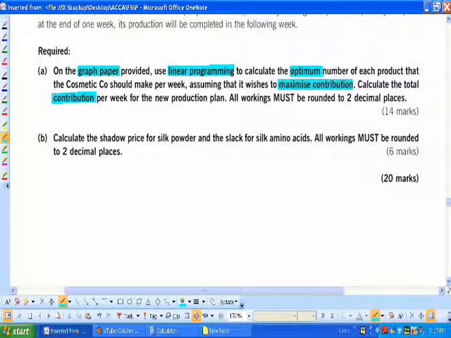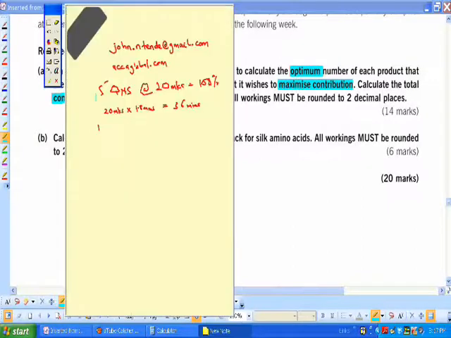We're going to use graph paper. The technique is linear programming. We're trying to find the optimum number of each product. Our objective is to maximize contribution. And finally, we have to find that contribution at the optimum production point. Okay, is that clear? Before we proceed, you need to know the standard procedure for solving any linear programming question.